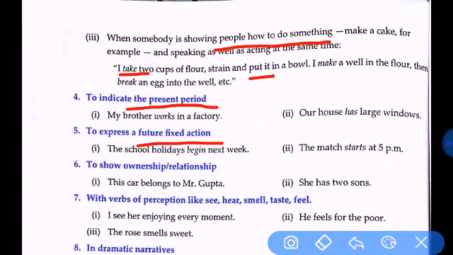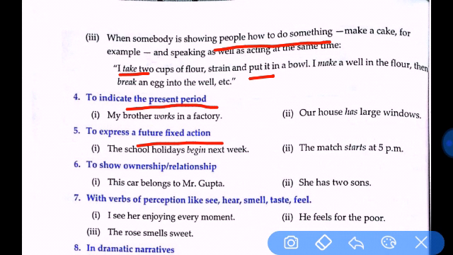Or say the school opens on June 1st, and so on. So something that is already fixed and we are sure that it will happen at a particular time, at a particular day, or at a particular period in the future, then we use the simple present tense.